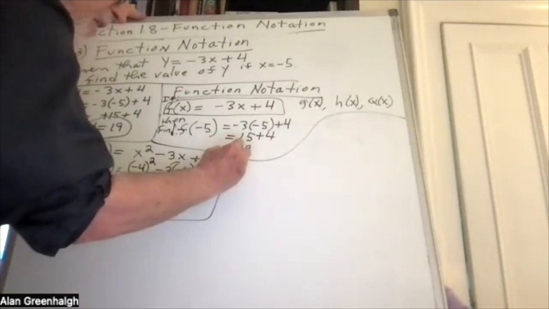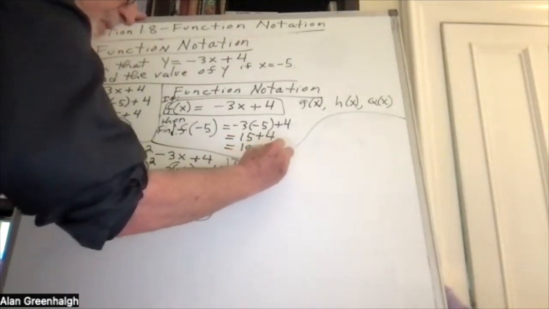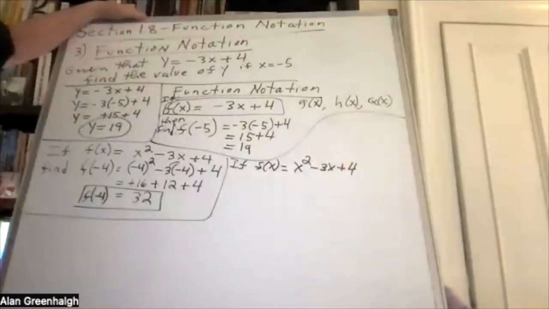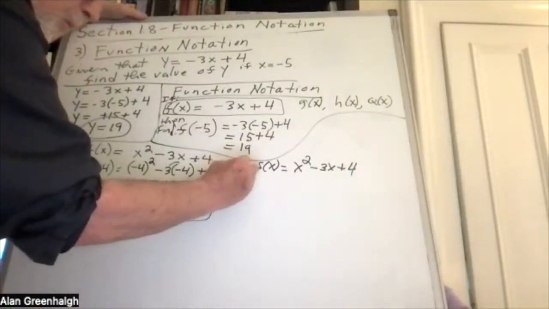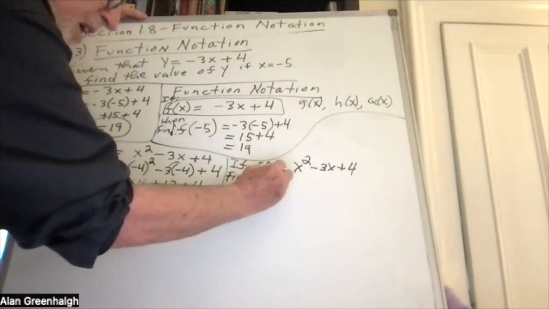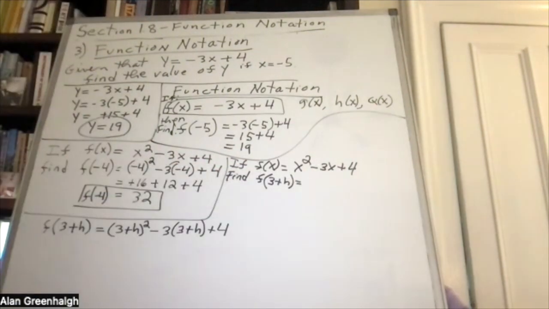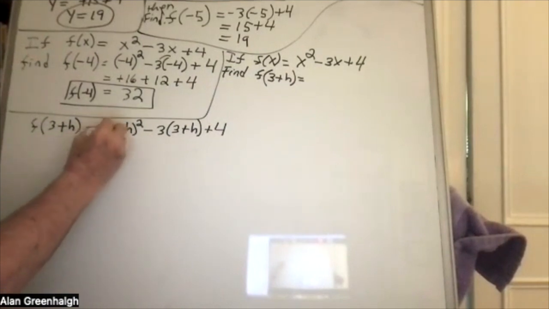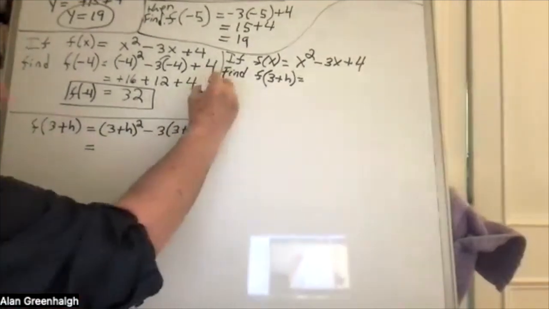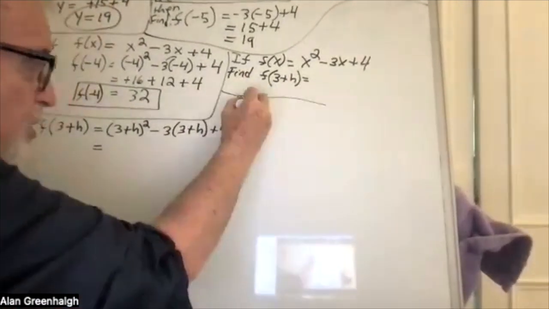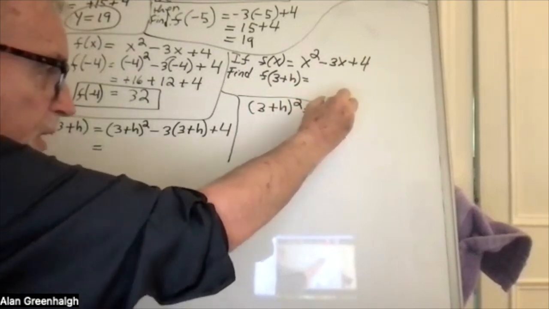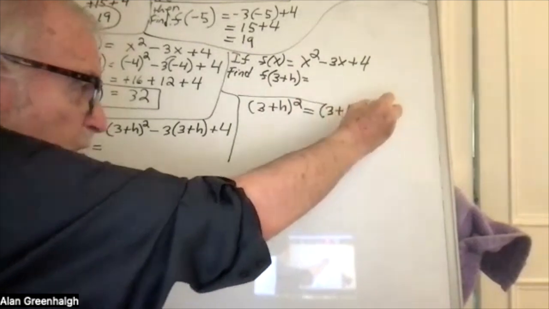Here's the next problem. If f of x equals x squared minus 3x plus 4. Wow, that looks pretty familiar, right? Find f of 3 plus h. So therefore, I'm going to begin. All right, so the first thing you want to do is take 3 plus h and square it. Now, most people have trouble with that, so therefore, let's do it over here. 3 plus h squared is equal to 3 plus h times 3 plus h.